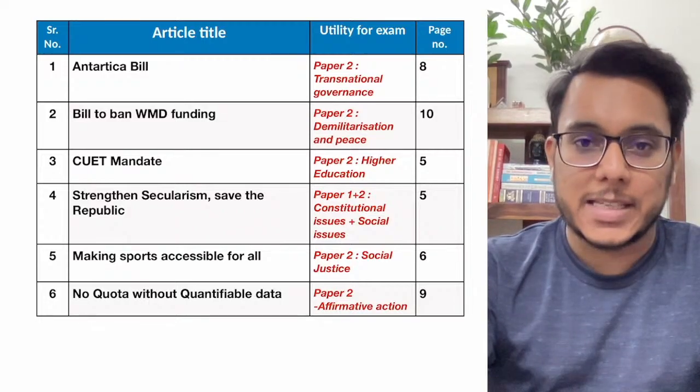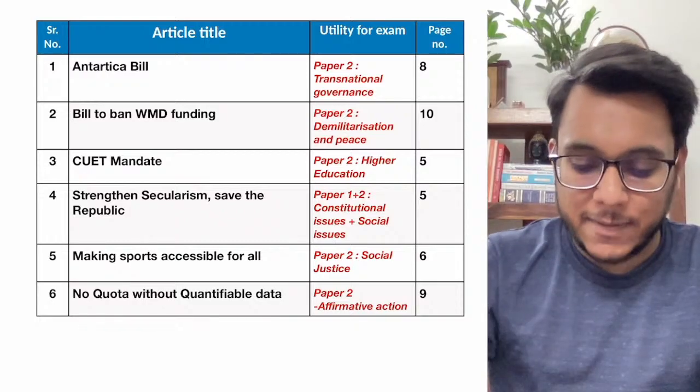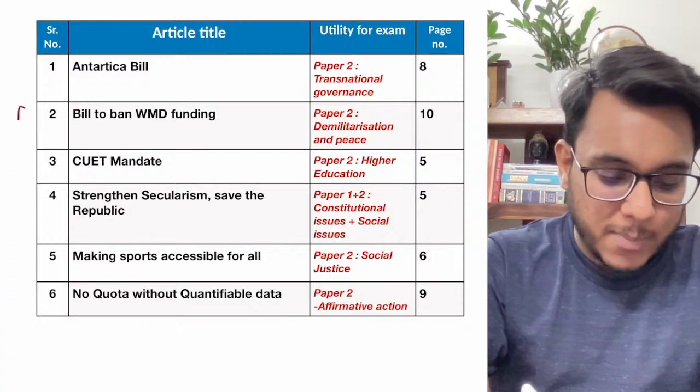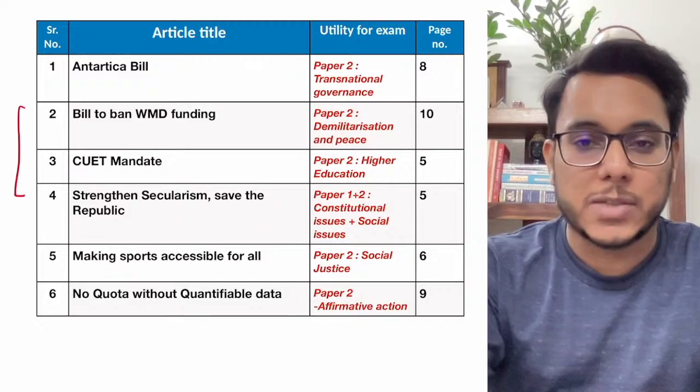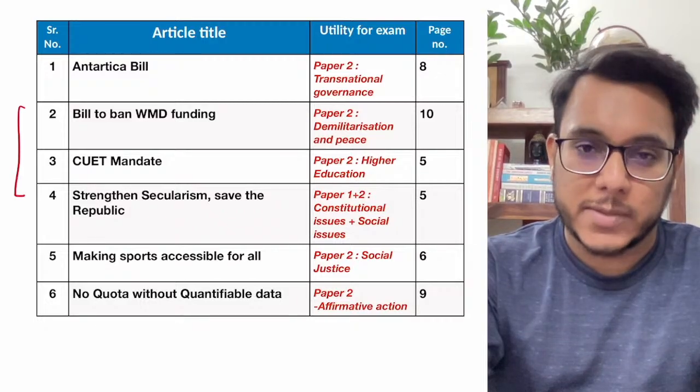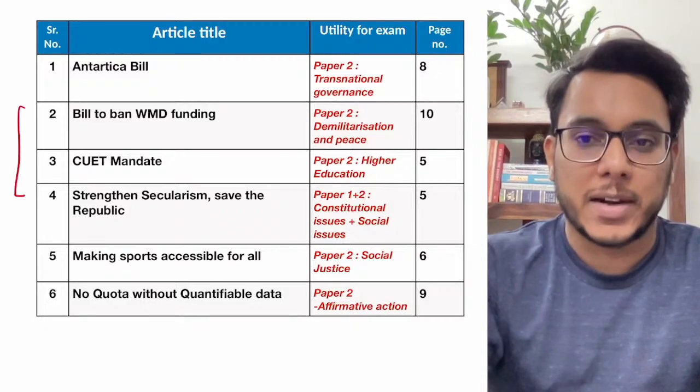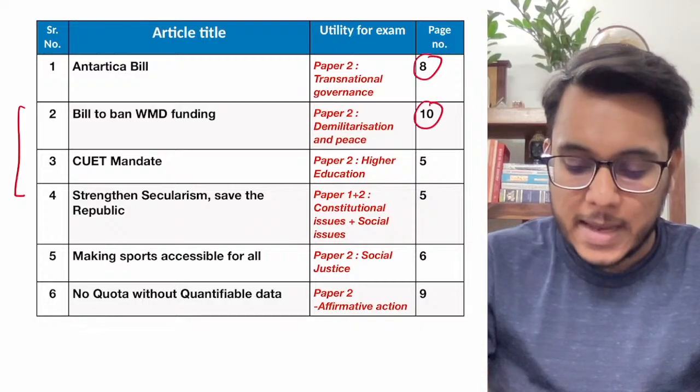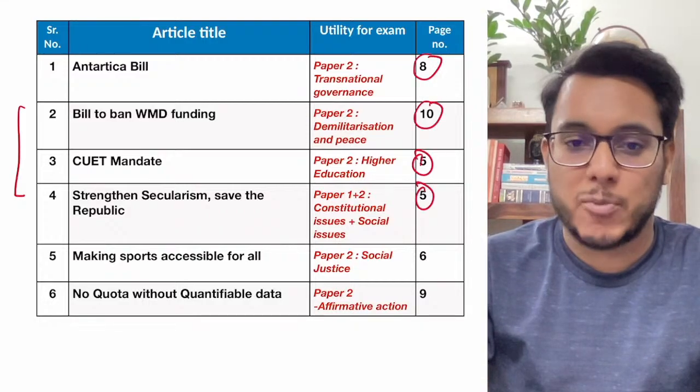Okay, and guys, from now onwards into the PDF, I will be putting this particular type of table where all the articles will be listed and the importance with respect to the papers will also be written there along with the page number in the Hindu newspaper where they have been featured.